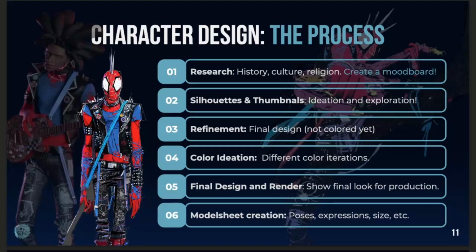So you want to tackle these problems one by one, meaning it goes from line, then to color, and then to final render. After refinement comes the color ideation, which is different color iterations of the character. This is a whole other ideation stage, because you need to go through different color palettes, think about values, think about color symbolism, think about how one color reacts to another, and all this other stuff. And then afterwards, final design and render.